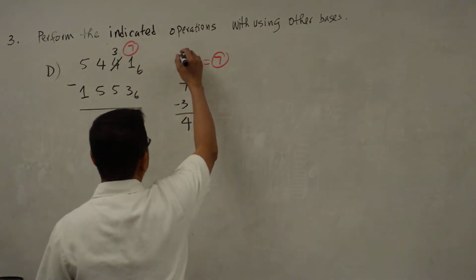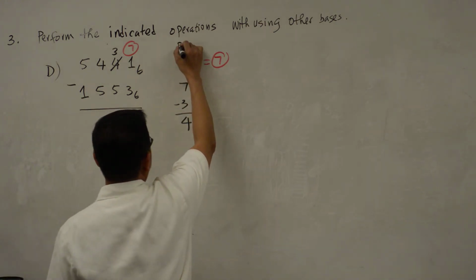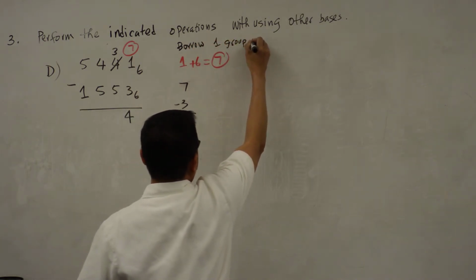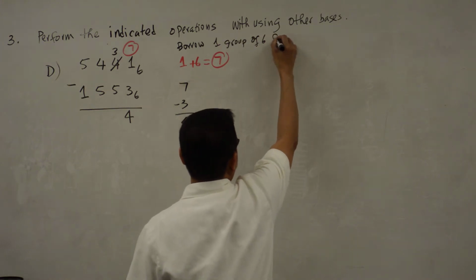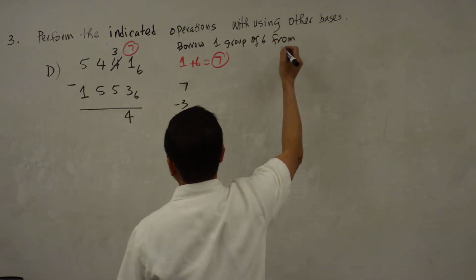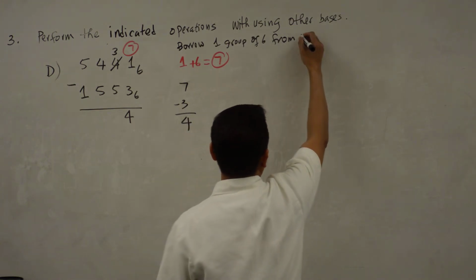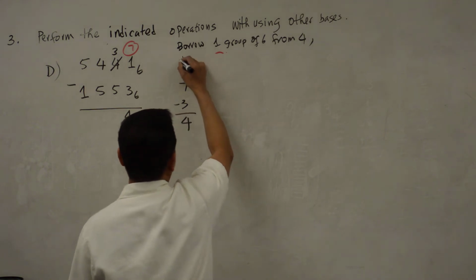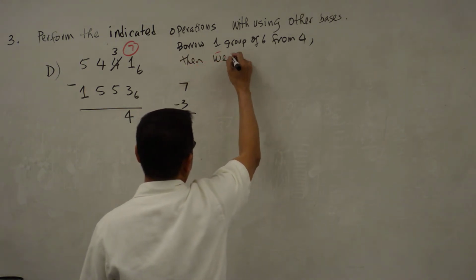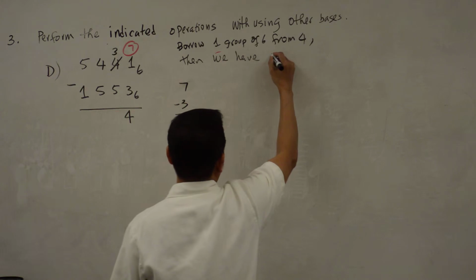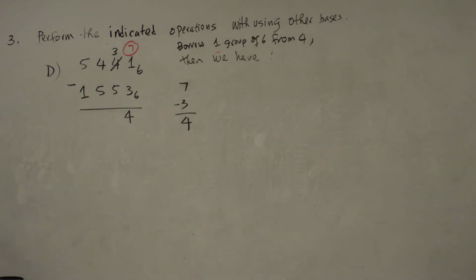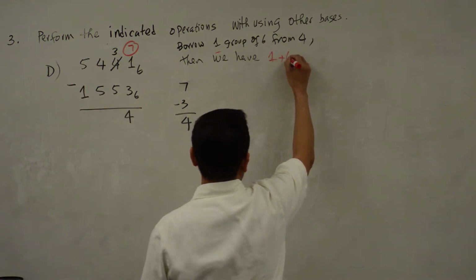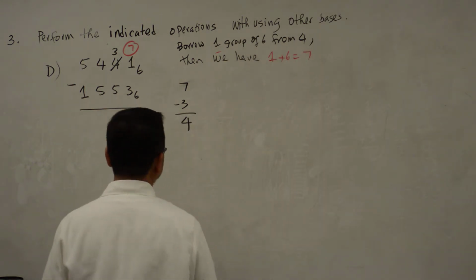Okay, so here we borrow one group of 6 from 4, then we have 1 plus 6 gives 7.